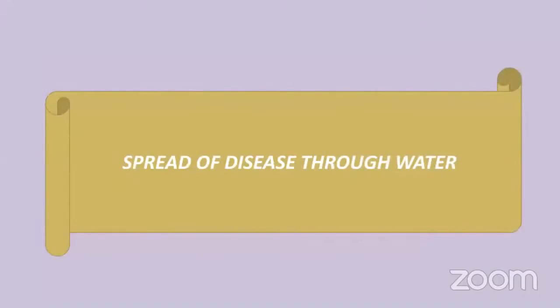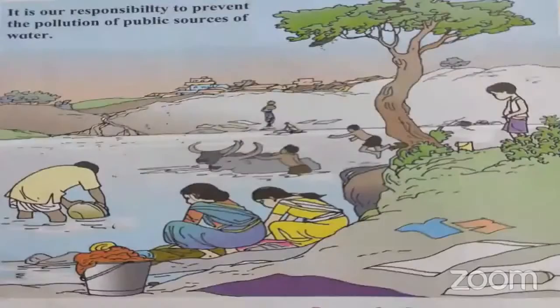Okay. Now, second, we'll see spread of disease through water. Some diseases are spread through water. If you drink contaminated water, then the germs enter your body and cause the disease. Now, can anyone say what you can see in the picture? The women are washing their clothes, and the girl is washing under the tree. And the man is filling his pot with water from the lake.